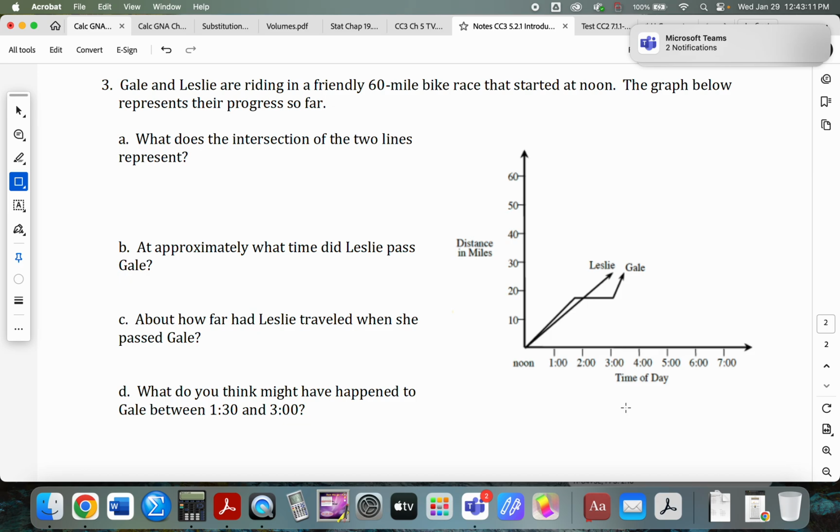The point of intersection represents where their time and their distance in miles, the distance that they've ridden, is the same. At this time, they have both ridden exactly the same distance. So, in terms of actually looking at it, what does it look like? Well, they're in the same place at the same time, right?